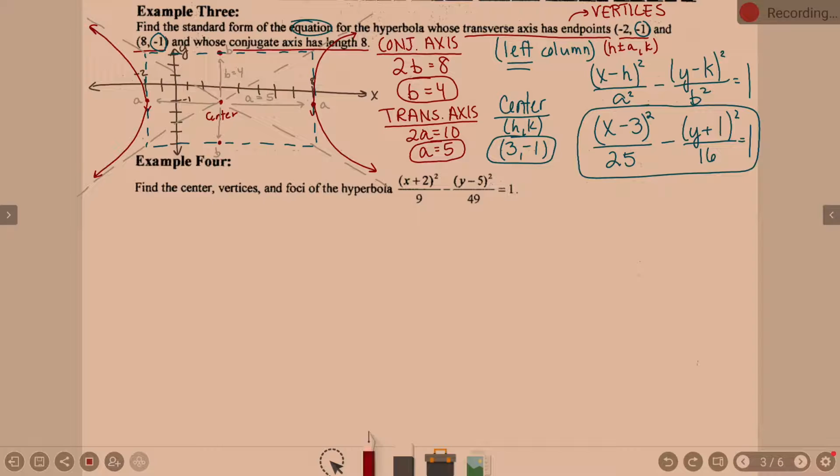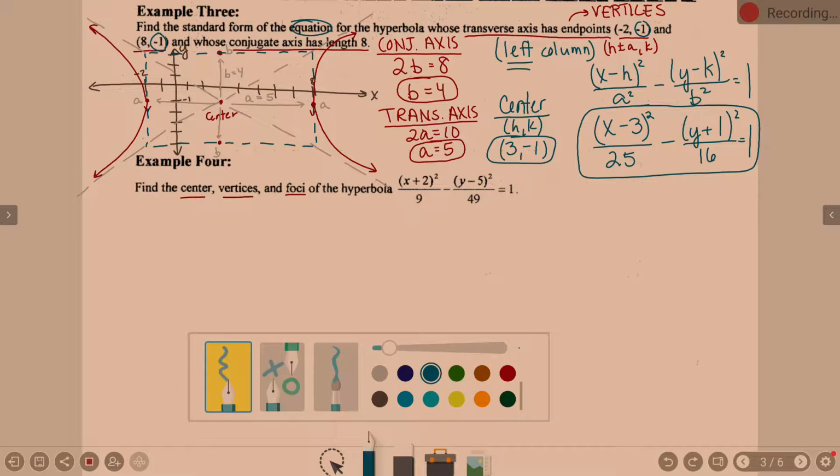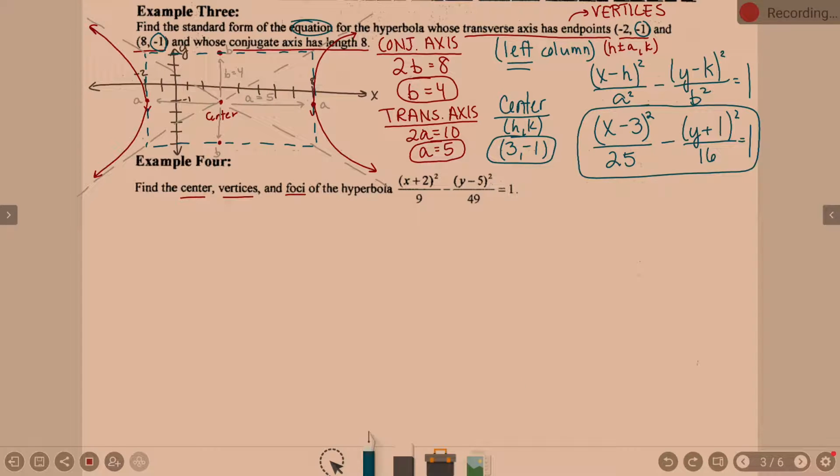Okay. We ready for example 4? They give us the equation, and we're being asked to find the center, vertices, and foci. Let's start with which column is this? Left column? Even though the 49 is under the Y? He's still nodding yes at me. He's not going to change his mind. Okay. Why is this left column?